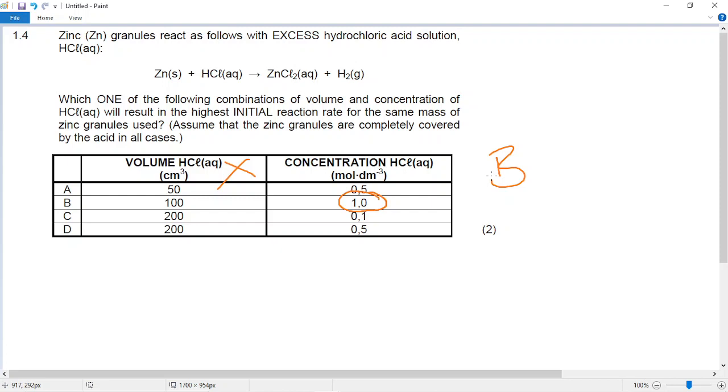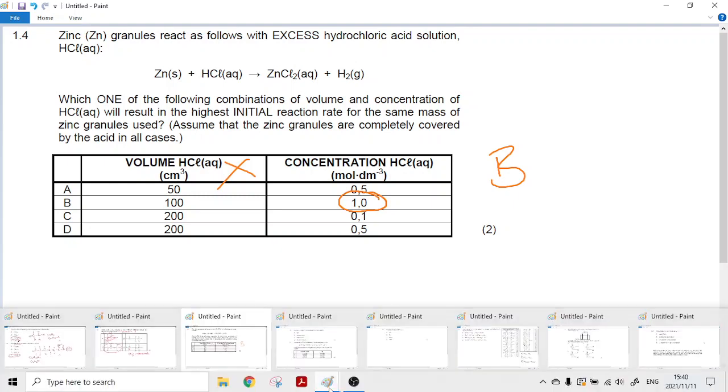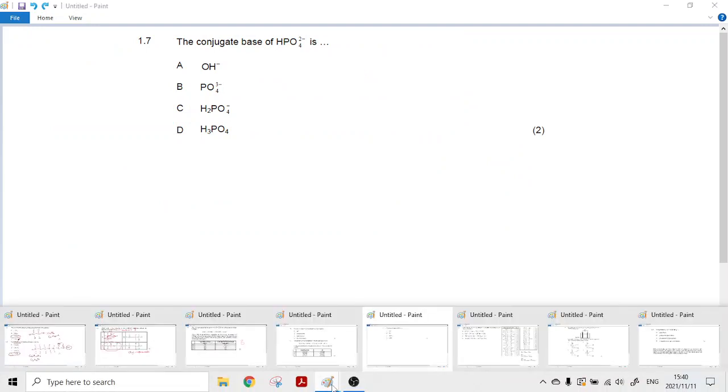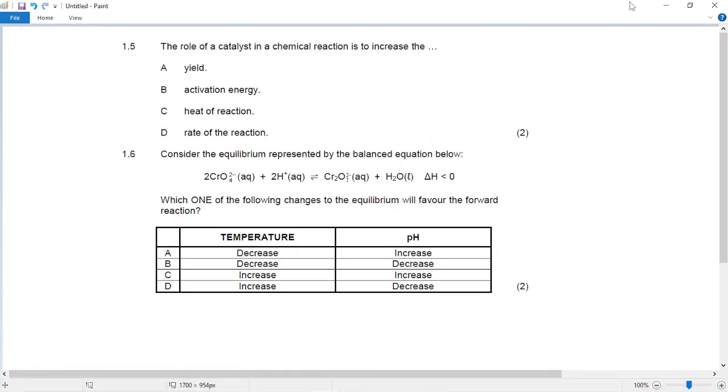The only thing that makes a difference is the concentration of hydrochloric acid, because that means there are more protons available to cover the surface of the thing that is reacting. And then we need to go to 1.5.